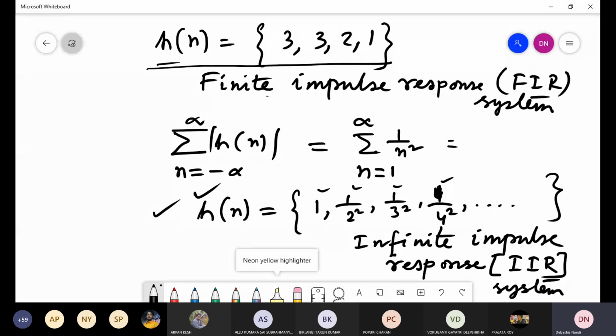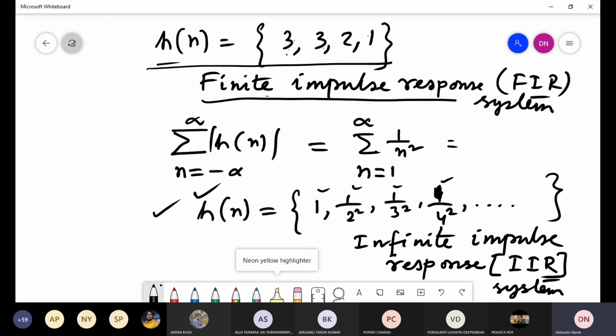Okay, now you see finite impulse response system is always stable, because you have a finite number of elements, and each element of h[n] will be finite, no element value will be infinite. Since the values of all the elements are finite, and the number of elements is also finite, therefore the summation will also be finite, therefore the system will always be stable.